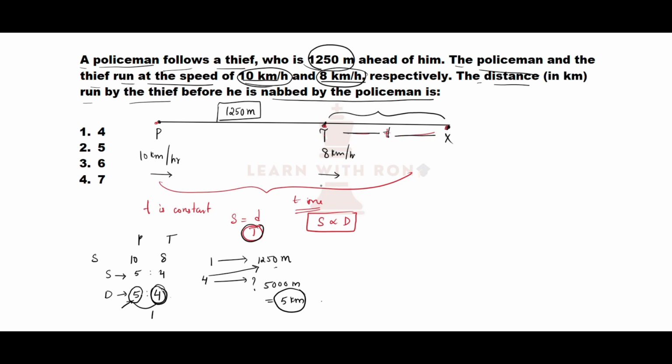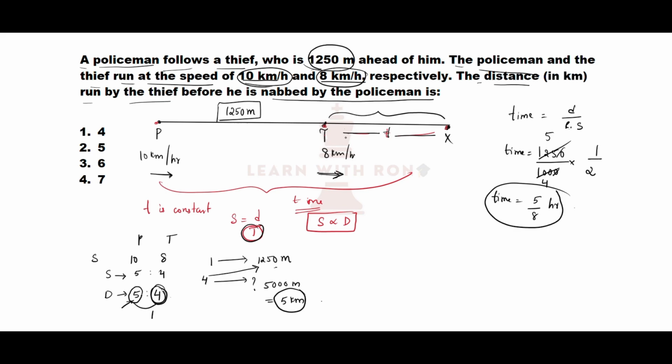Now this question can be done by finding the time also. As the time is equal, you can find time by time equals distance by relative speed. As police and thief are running in the same direction, relative speed will be taken as the difference. Time here equals distance, 1250 meters, converted into kilometers by 1000, by relative speed, 10 minus 8, which is 2 km per hour. Now if I cancel the zeros, 25 fives and 25 fours, so time here is 5/8 hours. So we got the time.